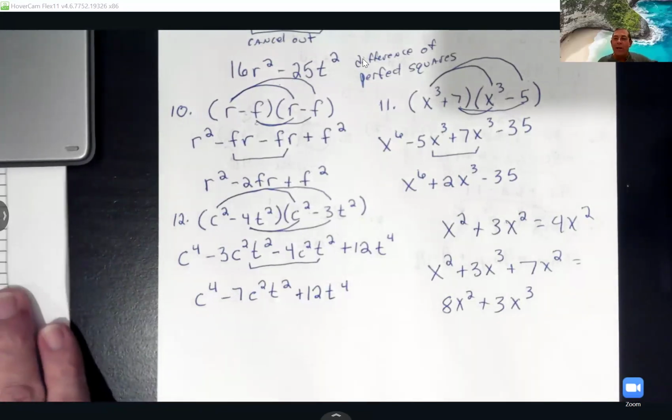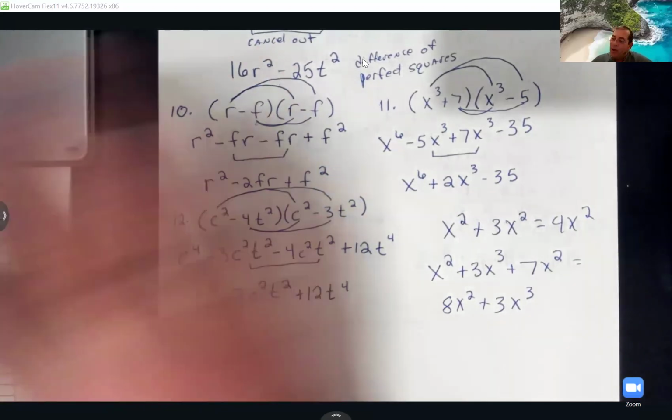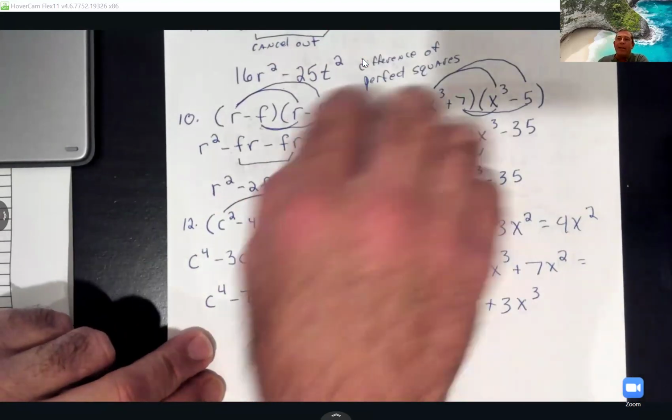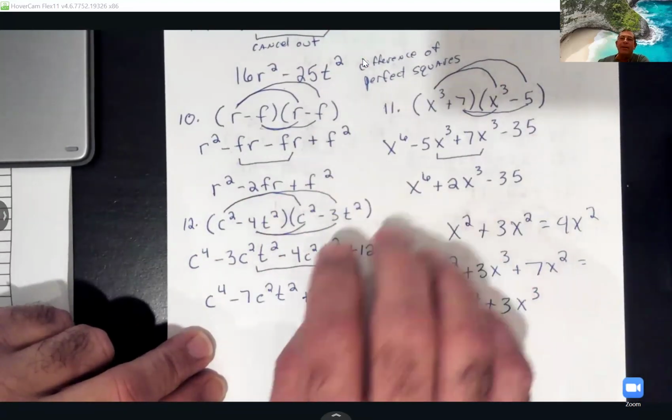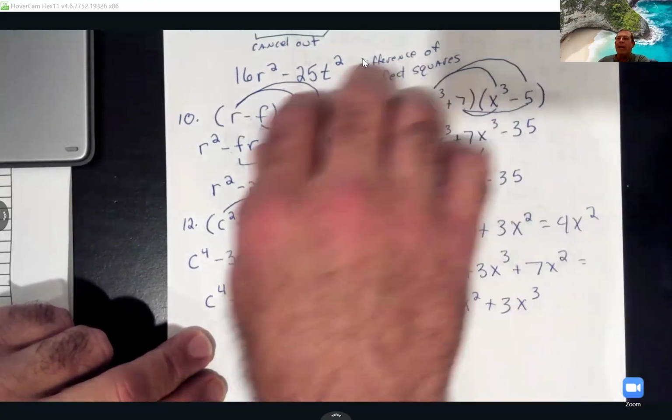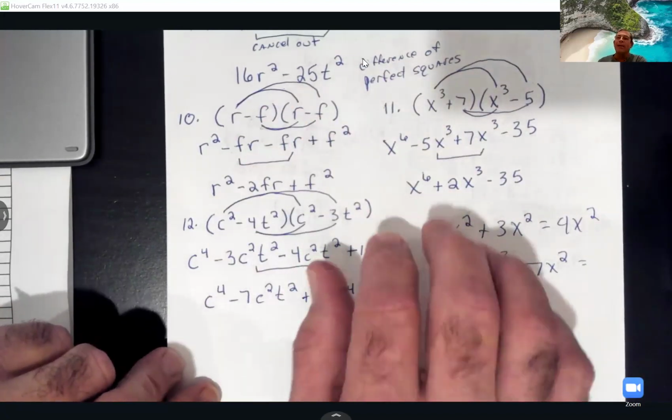Alrighty, any other questions over this stuff? It's not too bad. Y'all probably did this stuff if you had a foundations of algebra class or something like that.